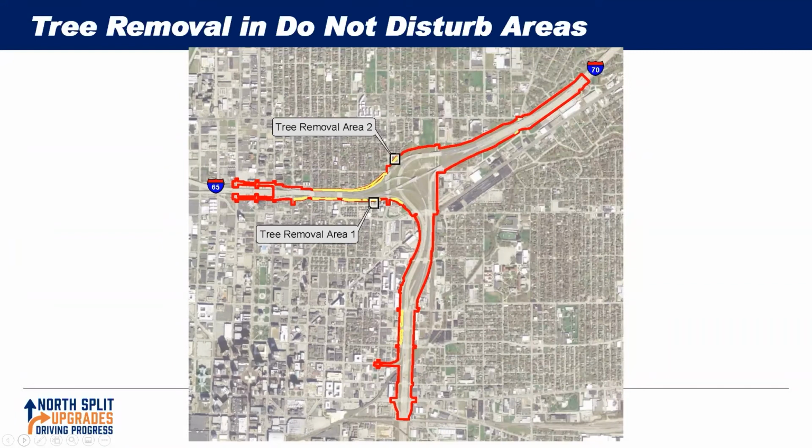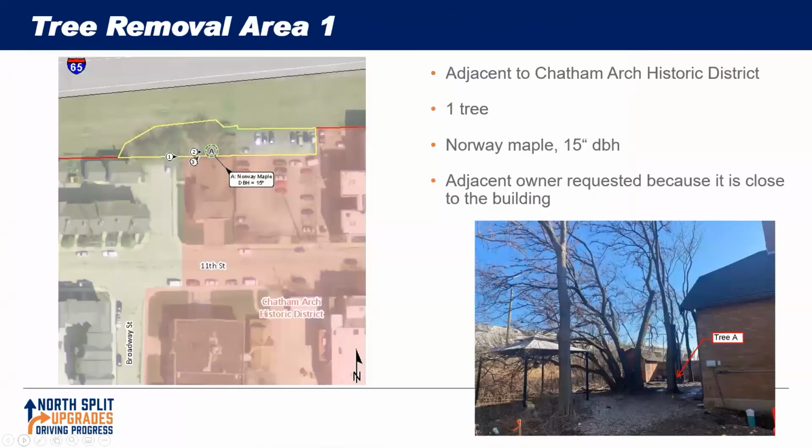There are two areas where adjacent property owners have requested tree removal in do not disturb areas. We're talking about this because that was a commitment in the environmental document. We want to acknowledge that we're going to remove some trees that we said we weren't going to, and are explaining why.